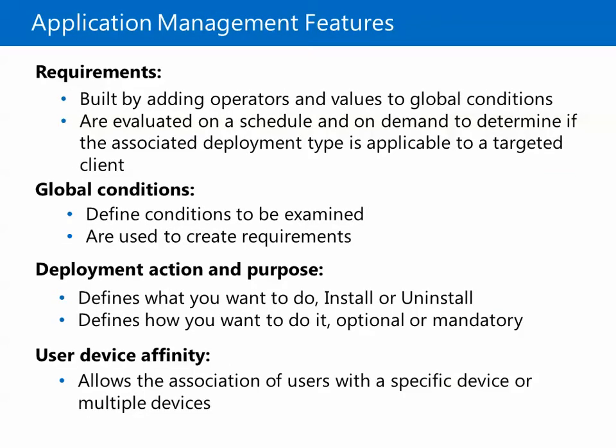So application management features like requirements, built by adding operators and values to global conditions, are evaluated on schedule and on demand to determine if the associated deployment type is applicable to a targeted client. Then the global condition defines the condition to examine or use to create requirements. Then deployment action and purpose defines what you want to do, install or uninstall. As I told you, in a package we don't have install or uninstall. Only the install feature is there, the uninstall feature is not there. Then it defines how you want to do it, optional or mandatory.